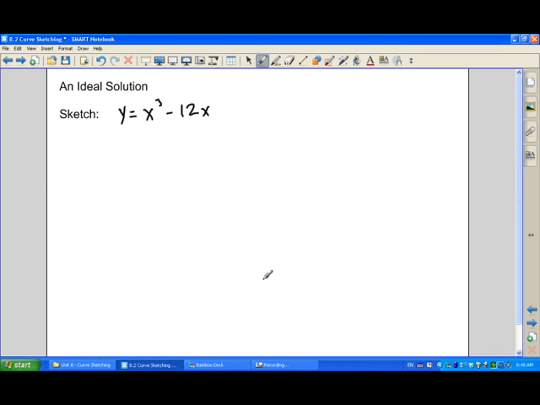So let's take a look at an example. Let's sketch the equation y equals x cubed minus 12x. And I'm going to present my ideal solution and what this should mean to you, especially for the summative. Do this every time. Don't skip steps. So I'm going to sketch this.